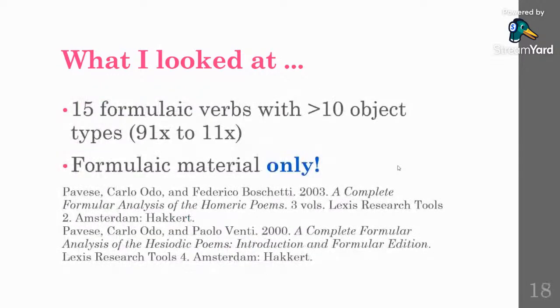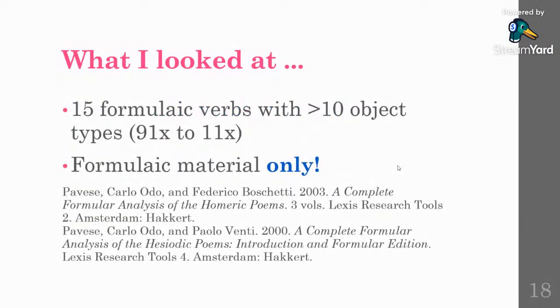So I've extracted this information, and I have isolated 15 formulaic verbs. Each of these has at least 10 objects in the accusative. And these are all formulaic. How do I determine whether they're formulaic or not? Well, I look at the work that someone else has done before me. There are two complete editions of Homer and Hesiod with the formulae identified as such. So I've relied on an independent definition of what a formula is.